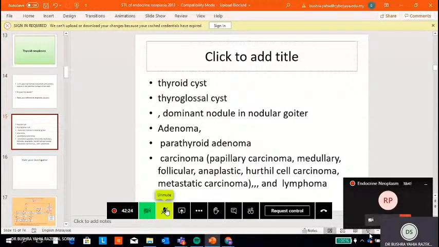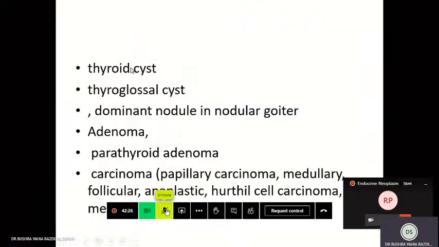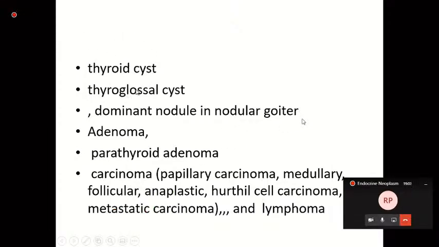This is our differential diagnosis. If the patient came with a solitary nodule, we think first of the thyroid cyst and then thyroglossal cyst. In this case, how do we know whether it is from the thyroid or a thyroglossal cyst? We ask the patient to swallow. If it moves with swallowing, that means thyroid cyst. If it moves with protrusion of the tongue, it is a thyroglossal cyst.